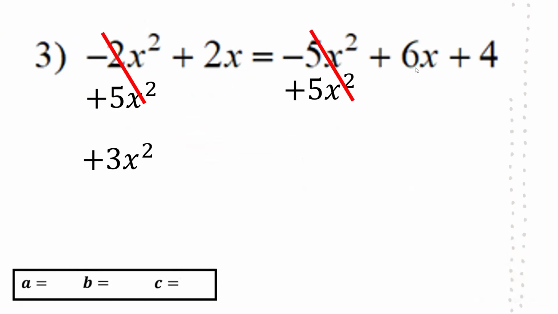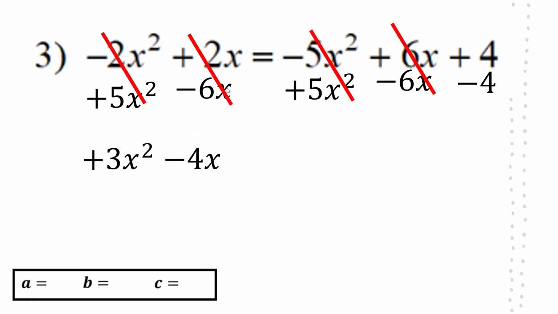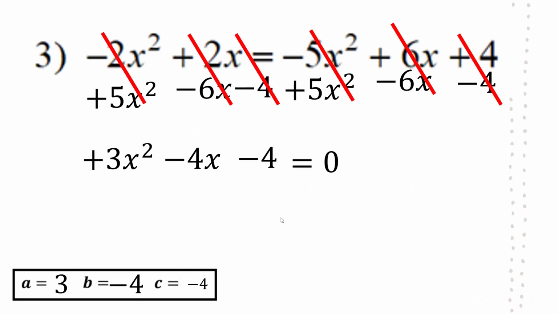Positive 6 on the right, got to move that. How do you get rid of positive 6? You're going to subtract it. 2x minus 6x is negative 4x. Now, I got no number on the left side, but I have to move that number still, so I have to subtract it over. I'm going to push it right in there and then just bring it on down. So I have A is 3, B is negative 4, C is negative 4.